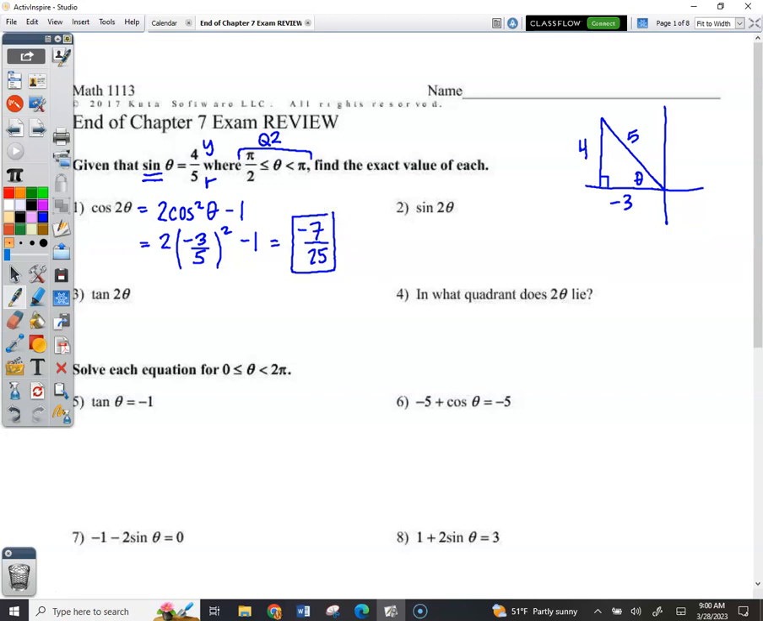Then you repeat with sine. There's only one sine double angle formula. I need to plug sine in. Instead of looking at the picture and finding sine, go with the one they give you just in case you're having an off day. So this will be 4/5. And then cosine, we've already found it. It's negative 3/5. Type that in the calculator. Get negative 24 over 25.